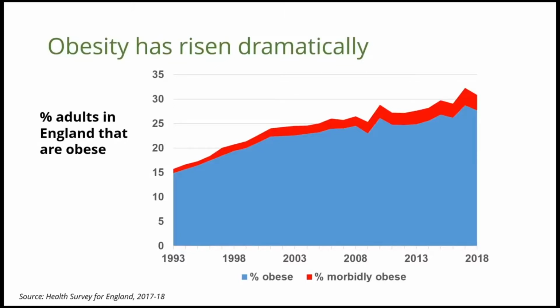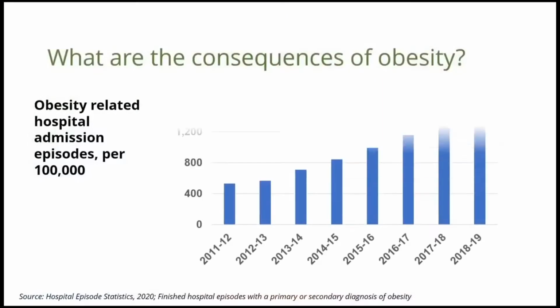So just to provide some context for what that means, obesity is the ratio of weight to height. So I'm 5 foot 5 inches tall. If I weighed 82 kilos, I'd be obese. If I weighed 95 kilos, I'd be morbidly obese. So why should you care if I weigh 95 kilos?